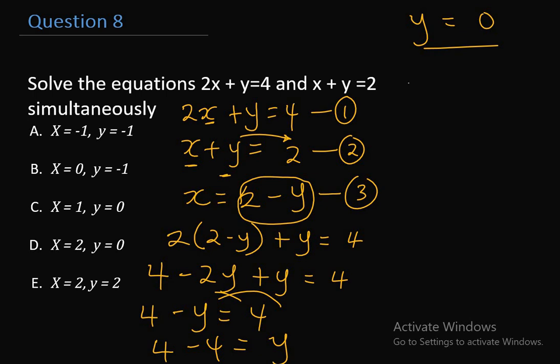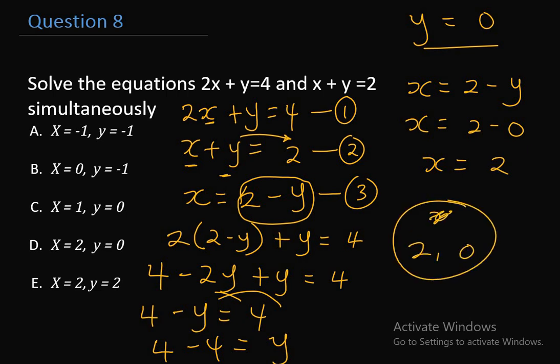In equation 3, x is equal to 2 minus y. We said y is 0, so x will be 2 minus 0. x will be 2. So x is 2 and y is 0. So my answer is 2 and 0.